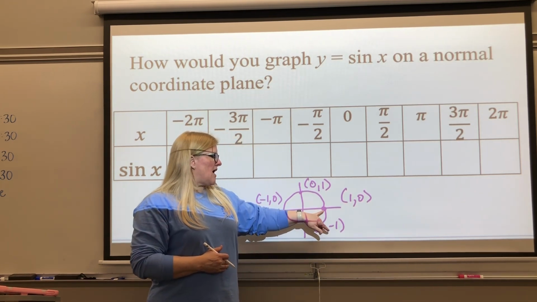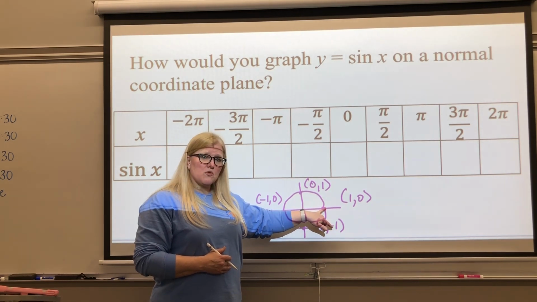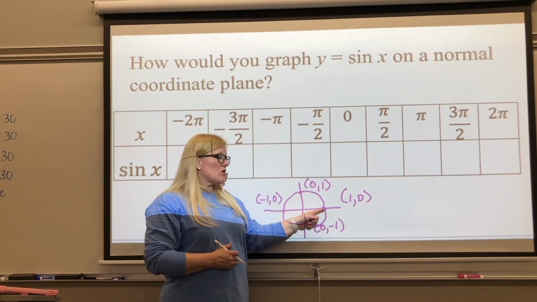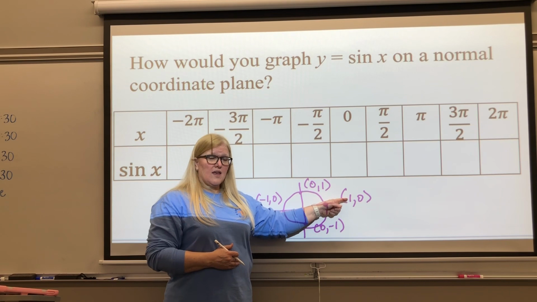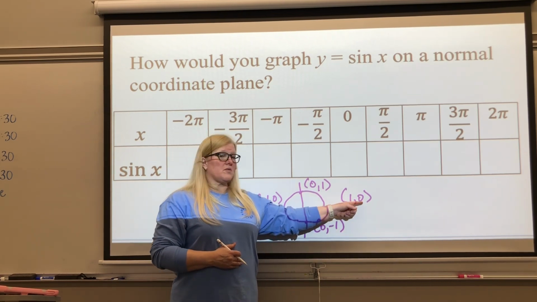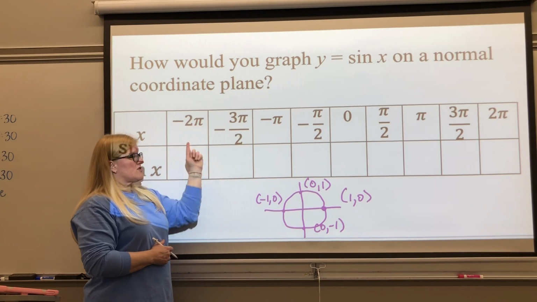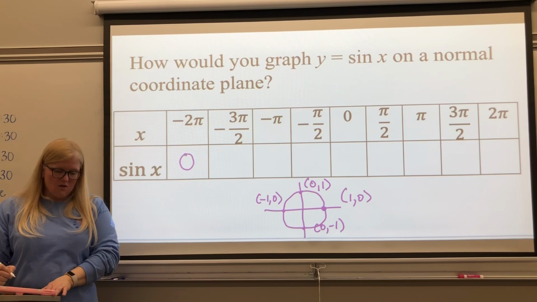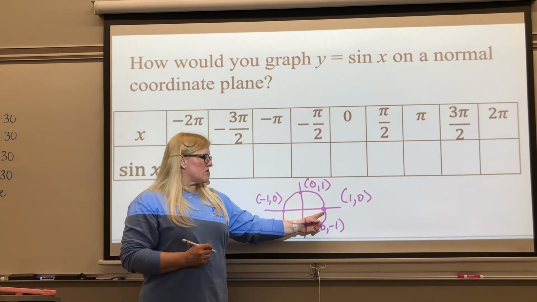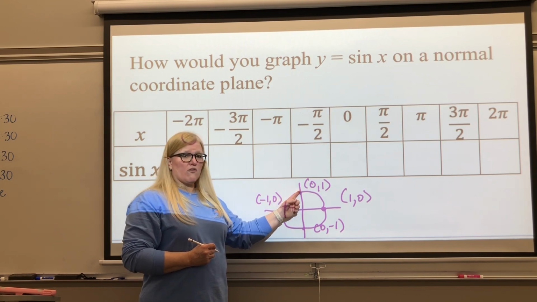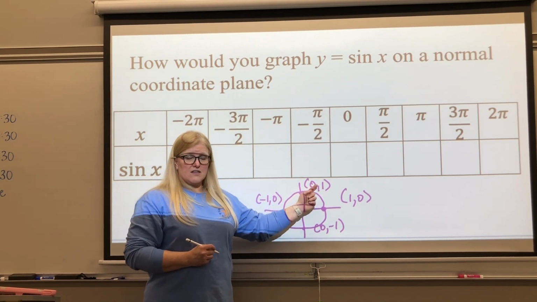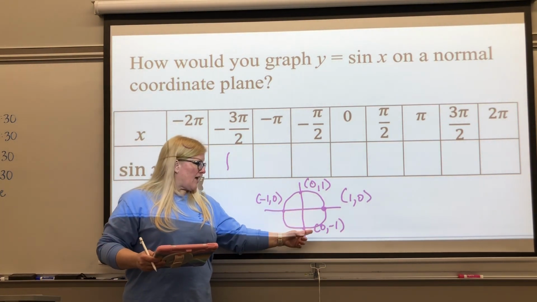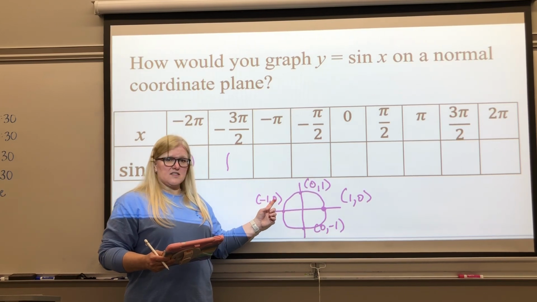So the cosine of 0 or 2 pi or -2 pi, if I come around like this, the cosine of -2 pi would be 1. The sine of -2 pi would be 0. Now if I come around and I go to -3 pi over 2, the sine of that is 1. And -pi, the sine of that is 0.